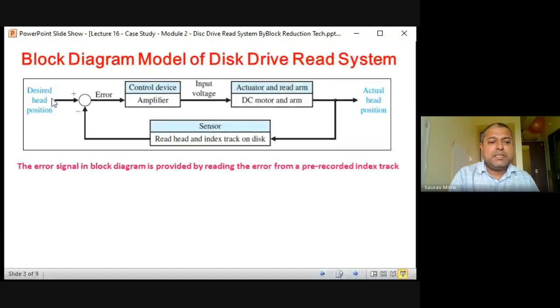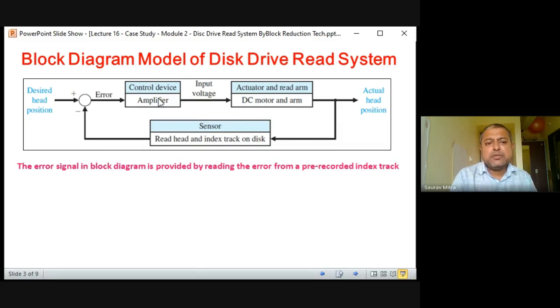Okay, and the desired head position and the actual head position, their difference is nothing but the error signal. So whatever is the actual head position, that is the output, that is getting multiplied with this block, that is the sensor read and index track on disk. So this sensor has some gain or internal transfer function. That thing is getting multiplied with the actual output, and they are given as the signal BS, and this desired head position is RS. So RS minus BS is the error signal that is being given to the controller.